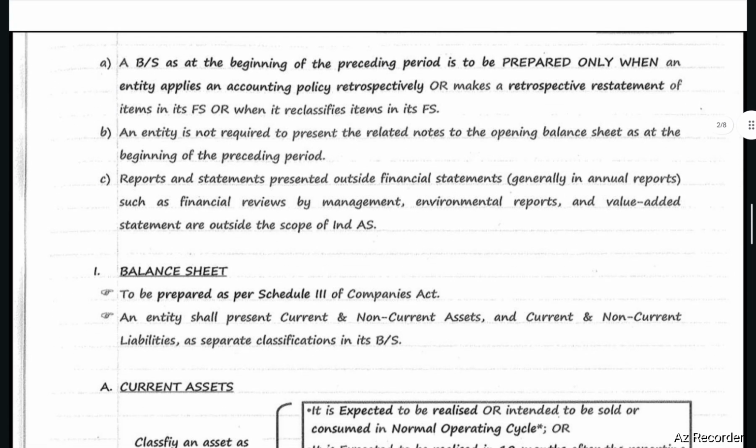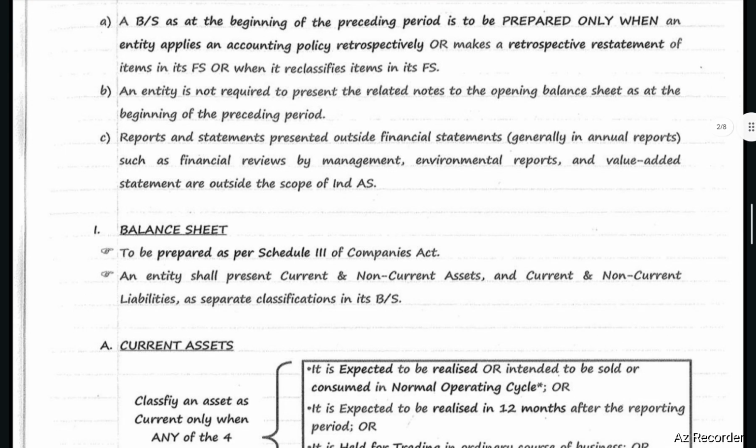A balance sheet as at the beginning of the preceding period is to be prepared. That means opening balance sheet as on day one of the previous year is to be prepared only when an entity applies an accounting policy retrospectively or makes a retrospective restatement of items in its financial statements, or when it reclassifies items in its financial statements. An entity is not required to present the related notes to the opening balance sheet as at the beginning of the preceding period. That means notes to accounts is not required regarding opening balance sheet as on day one of the previous year.